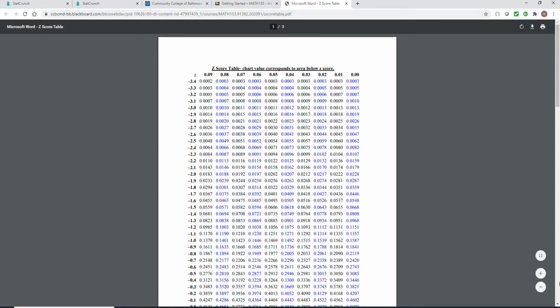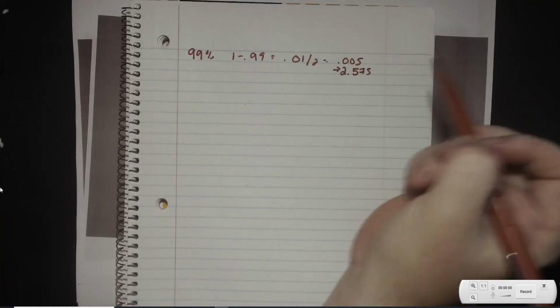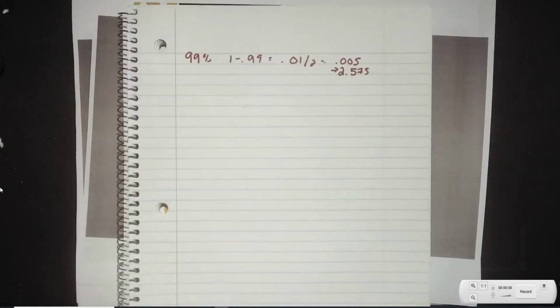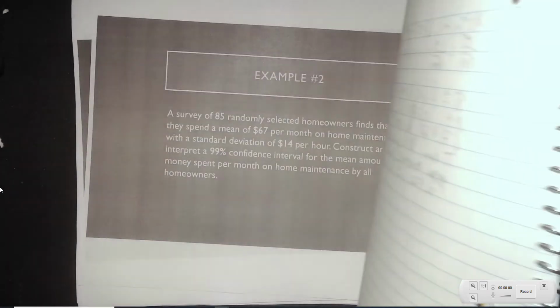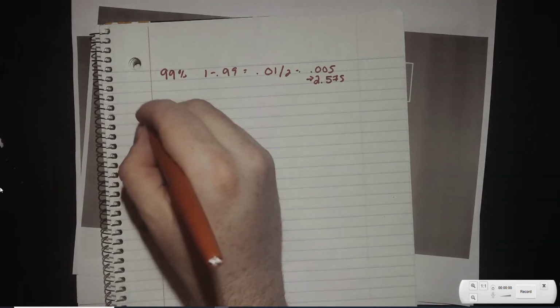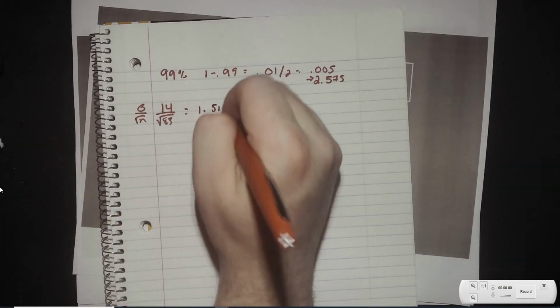Okay, so then I'm going to get my standard deviation, which comes out to be, let's see, 14 divided by the square root of 85. Because remember, this equates to the population parameter divided by the square root of n. And that gives me 14 divided by the square root of 85, which gives me 1.5185.